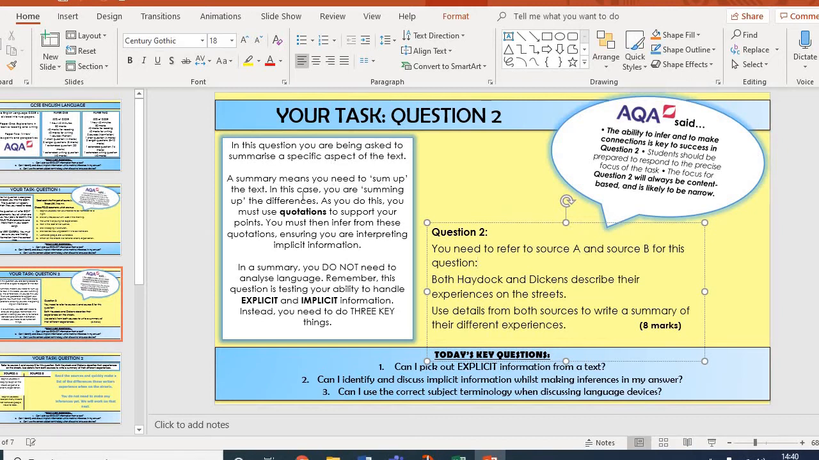A summary means you need to sum up the text. You must use quotations to support your points and make inferences. You're not analysing language in this section. You're thinking about the summary of explicit and implicit information.